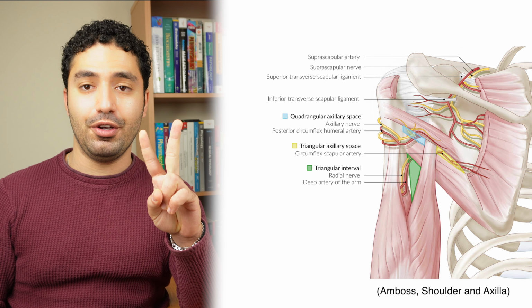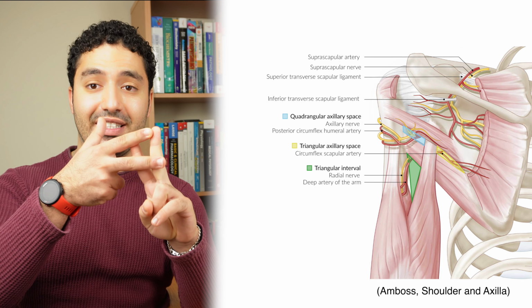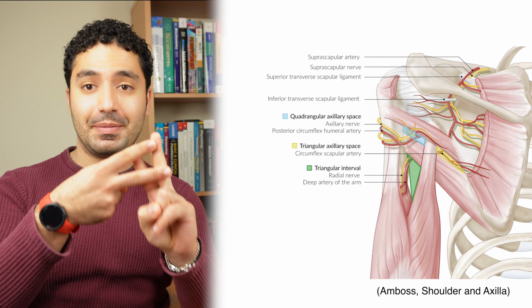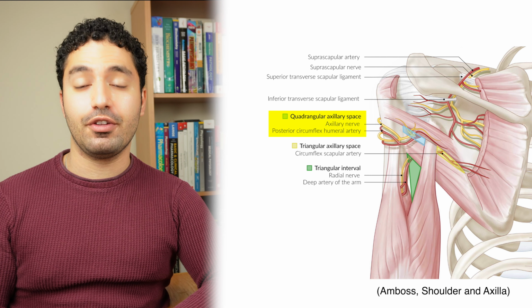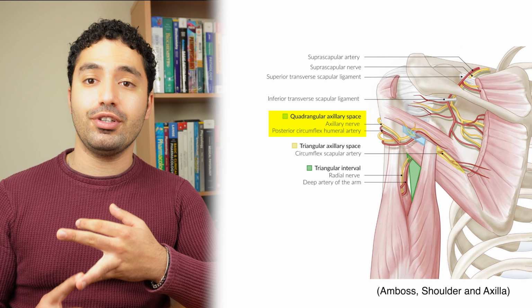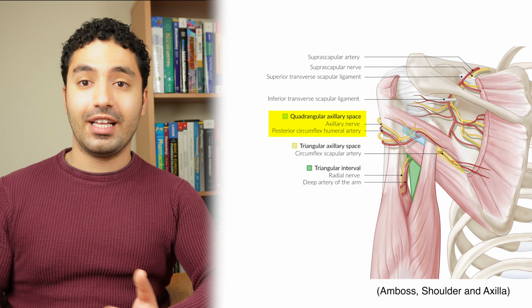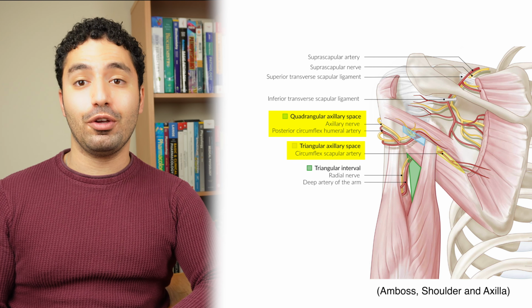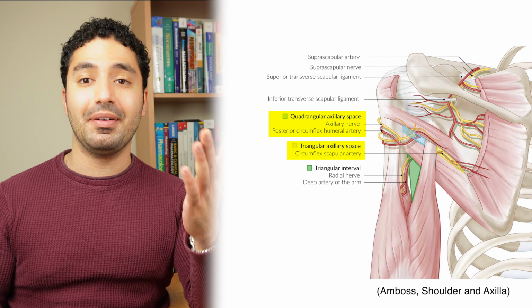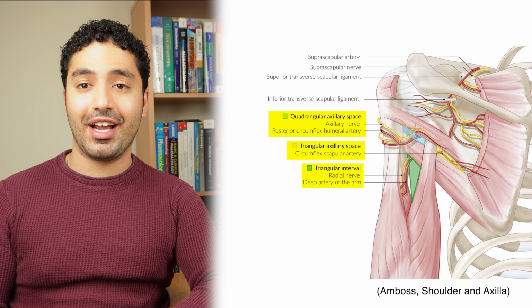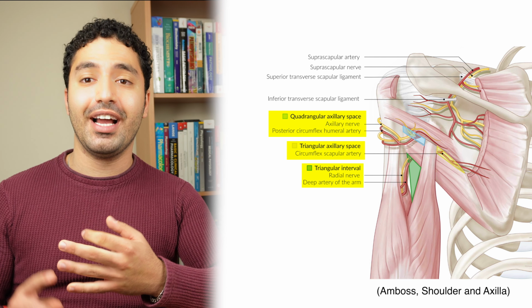Whereas on the posterior surface of the axilla, we have the long head of the triceps and the surgical neck of the humerus, and the teres minor and the teres major, forming 3 anatomical spaces. First, we have the quadrangular space through which the axillary nerve and the posterior circumflex humeral artery pass through. Then we have the triangular axillary space through which the circumflex scapular artery passes through. And last but not least, we have the triangular interval through which the radial nerve and the deep artery of the arm pass through.